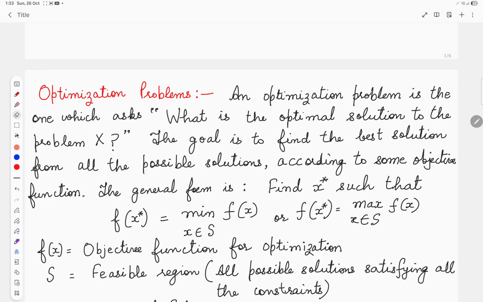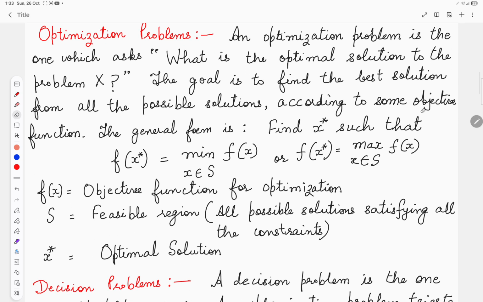So this type of problem is categorized under optimization problems. The goal is to find the best solution from all the possible solutions according to some objective function. We have to define the objective function, and based on that objective function, we have to find the best solution out of all possible solutions. So X star is the best solution.